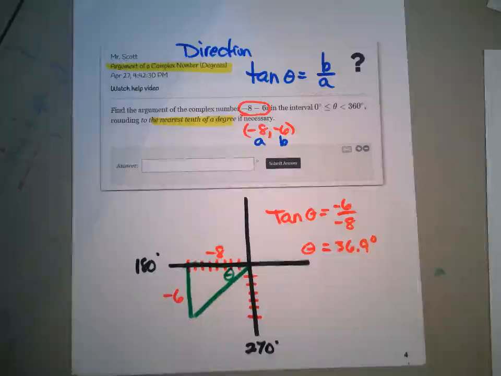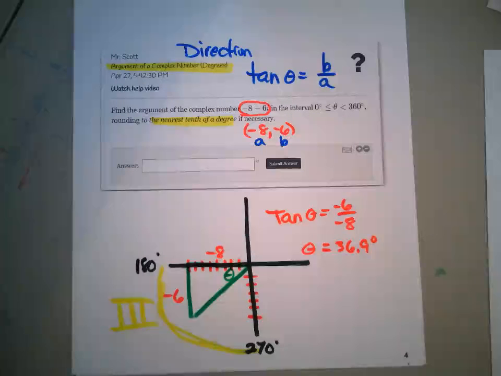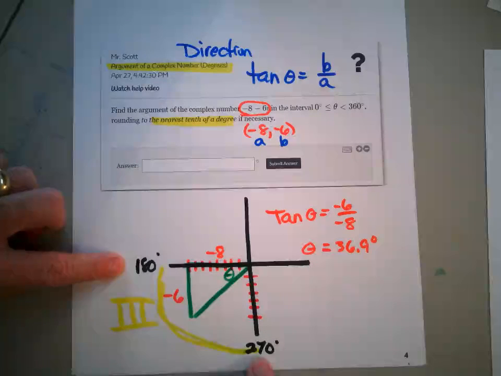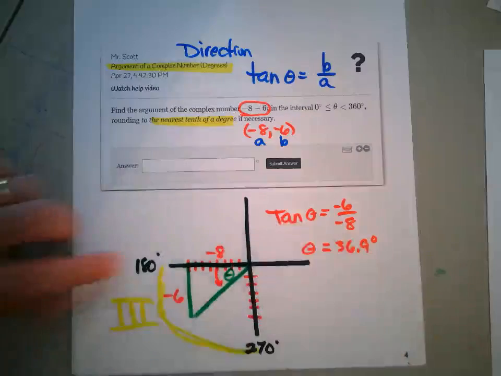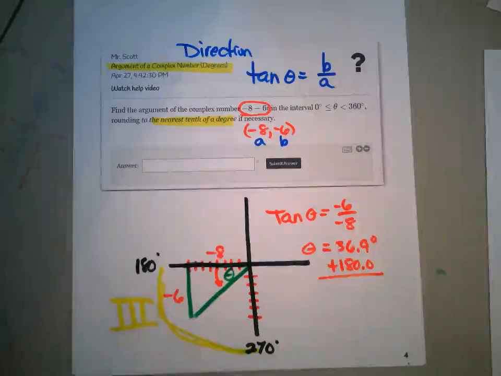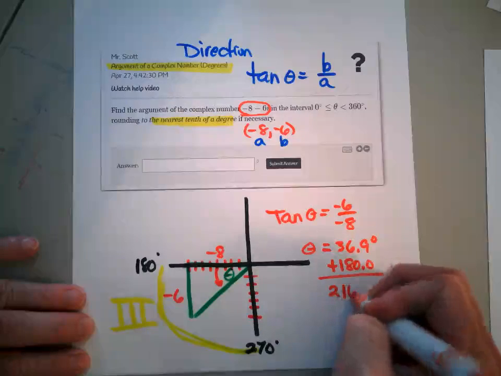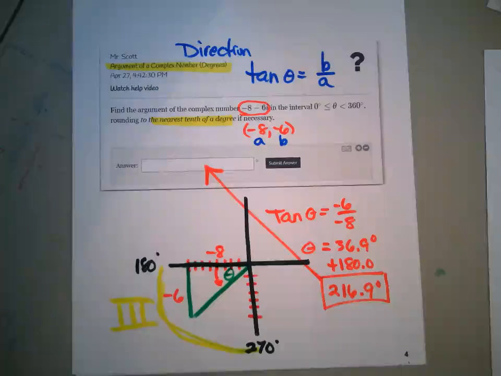Because we are in the third quadrant, we have to make sure that we have an angle measure between 180 and 270 degrees. This 36.9 is coming down from 180 degrees. So we have to add 180 to that. Take your calculator, add your 180, get 216.9. 216.9 degrees is going to be what we end up putting in our answer.